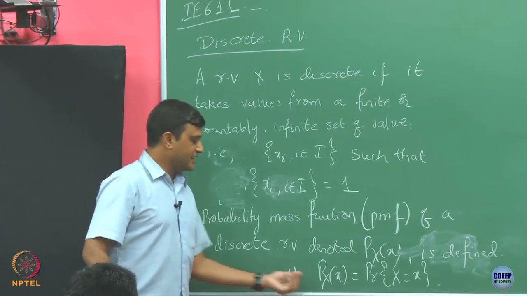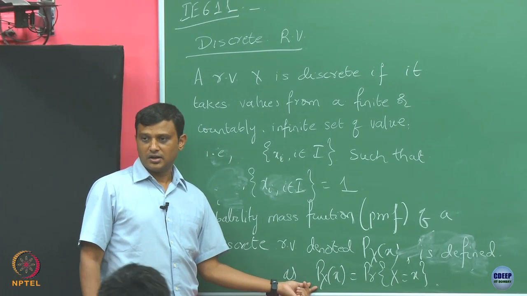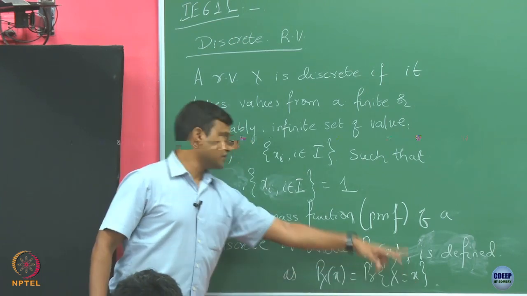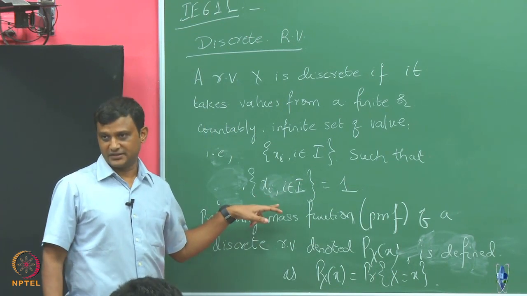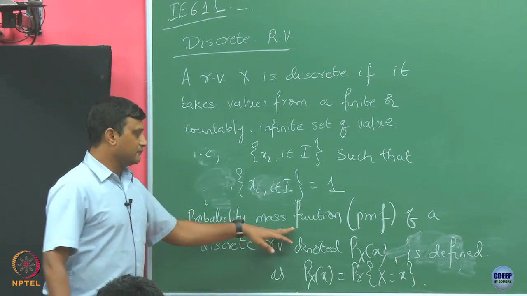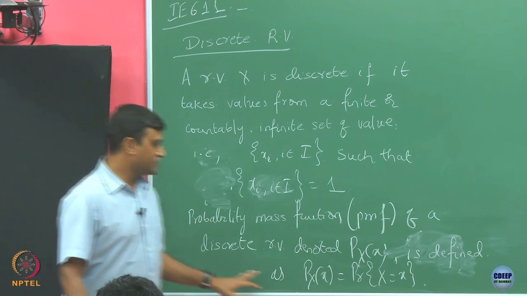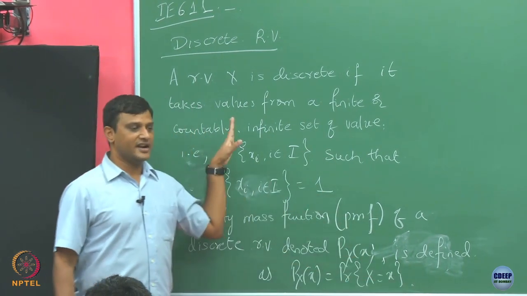So that's simply taking the probability of the points which are being taken by this random variable x. So what we are basically doing is, I am going to call something the probability mass function, which is going to just give me the probability of the points that my random variable is taking.